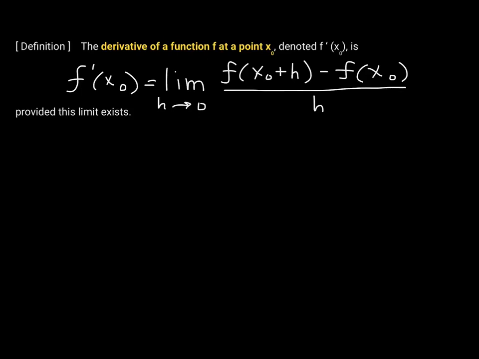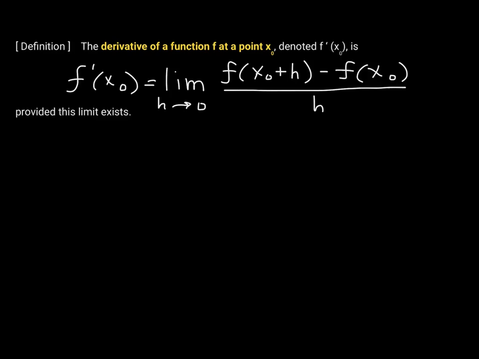Okay, folks, this definition is so important. The derivative of a function f at a point x0, denoted f prime of x0, is, now here's the definition, f prime of x0 is equal to the limit as h approaches 0 of, and all of this is called the difference quotient, f of x0 plus h minus f of x0 all over h. And this is what we just used to find the derivative of a function at a point, right? We just did this. So this is the definition for the derivative of a function at a point.